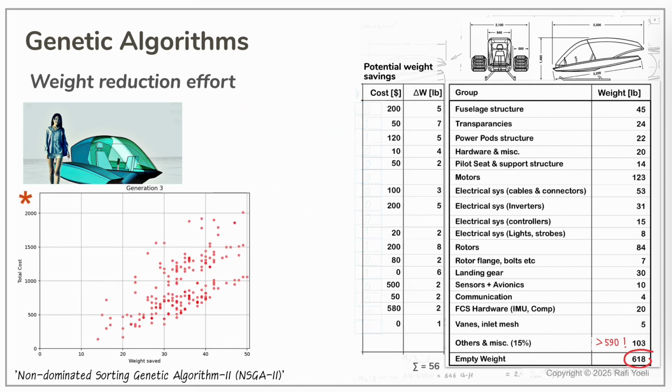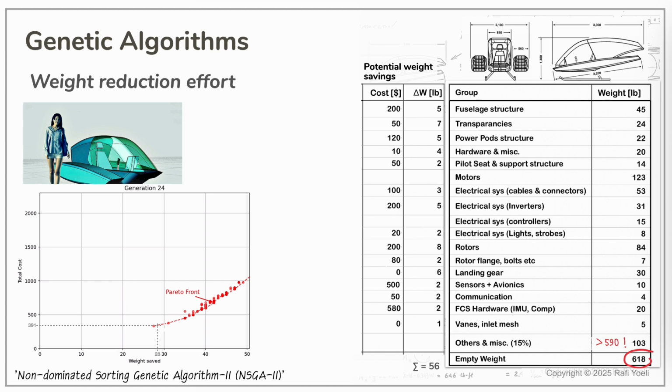As we progress through the generations, something remarkable happens. A select group of solutions starts converging along a distinct curve. This curve is called the Pareto front, named after the Italian economist Vilfredo Pareto. Notice that our original 28-pound at $391 solution lies precisely on this curve, exactly as we would expect. Every point on this Pareto front represents an optimal trade-off. You cannot improve one objective without worsening the other. These solutions are termed non-dominated solutions.